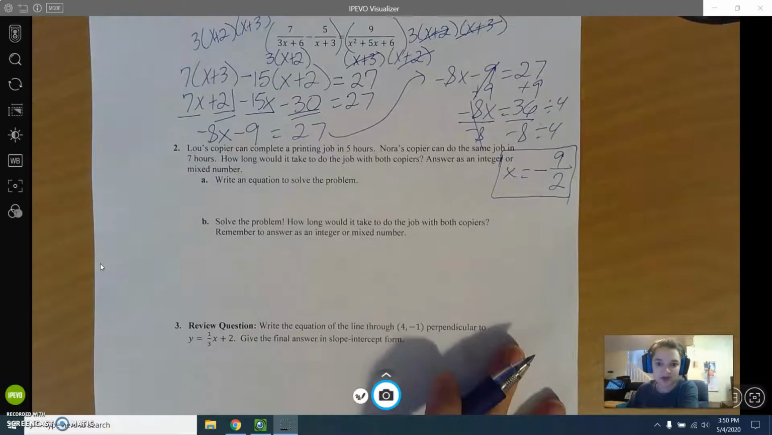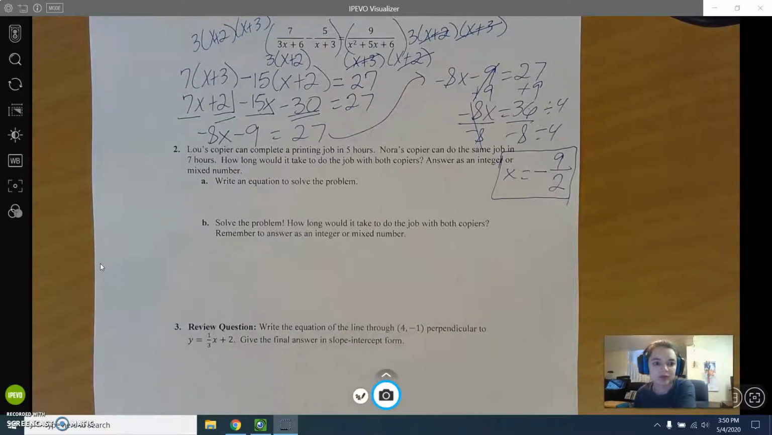Second one I gave you guys was a nice little word problem. We have Lou's copier can complete a printing job in 5 hours. Nora's copier can do the same job in 7 hours. How long would it take to do the job with both copiers? They're working at the same time, working on that copy job together. And your answer is going to be either an integer or a mixed number. Okay? Because that's what my math lab always asks for.